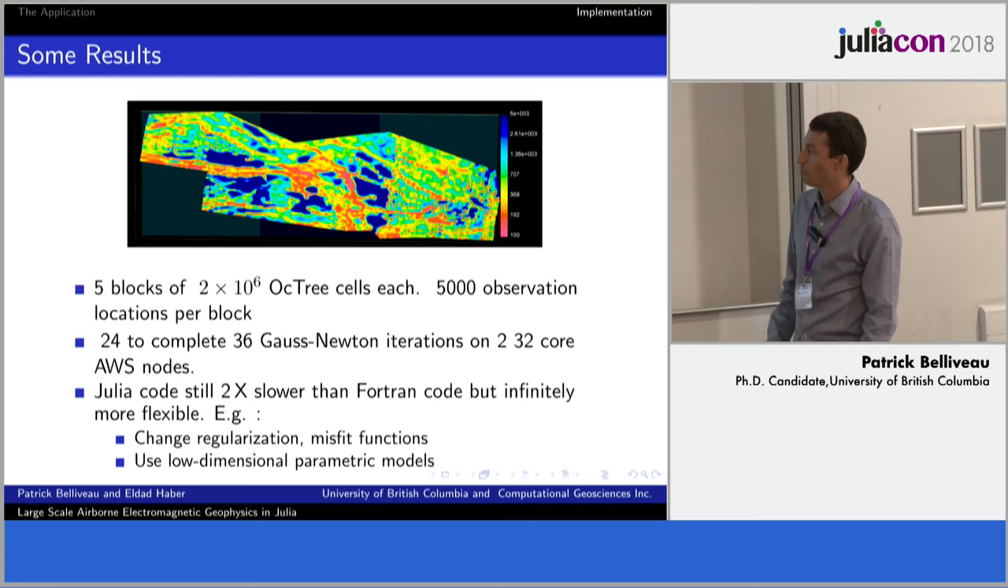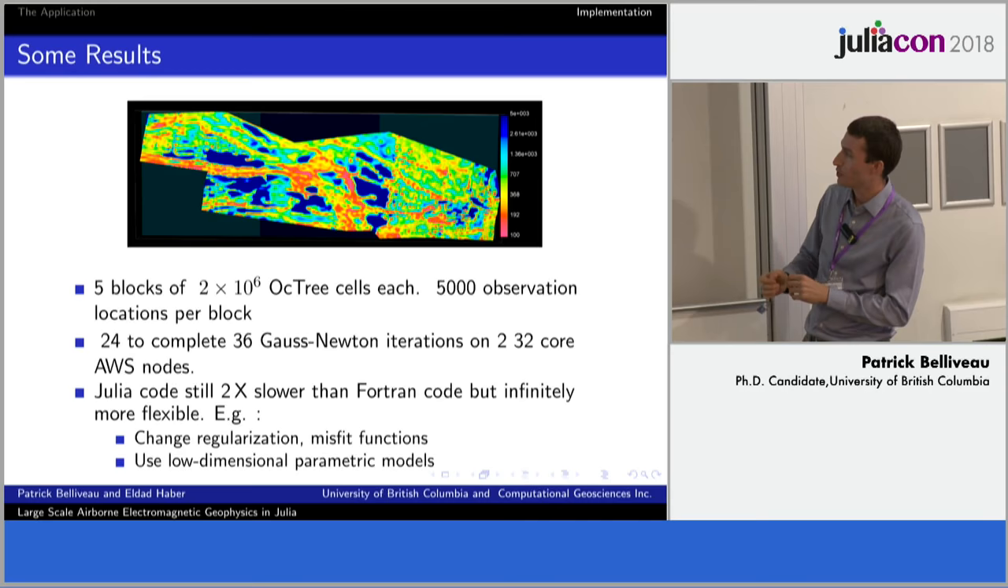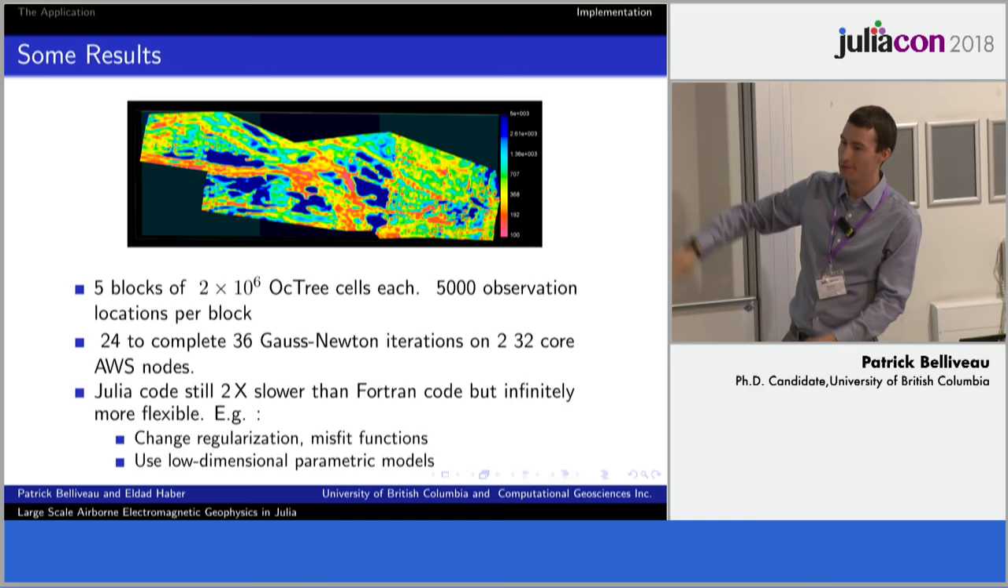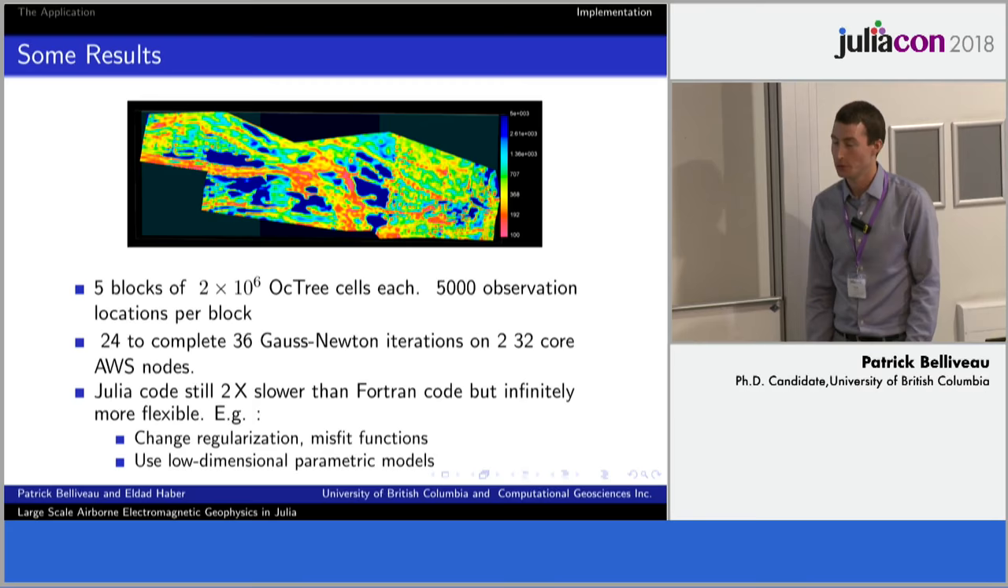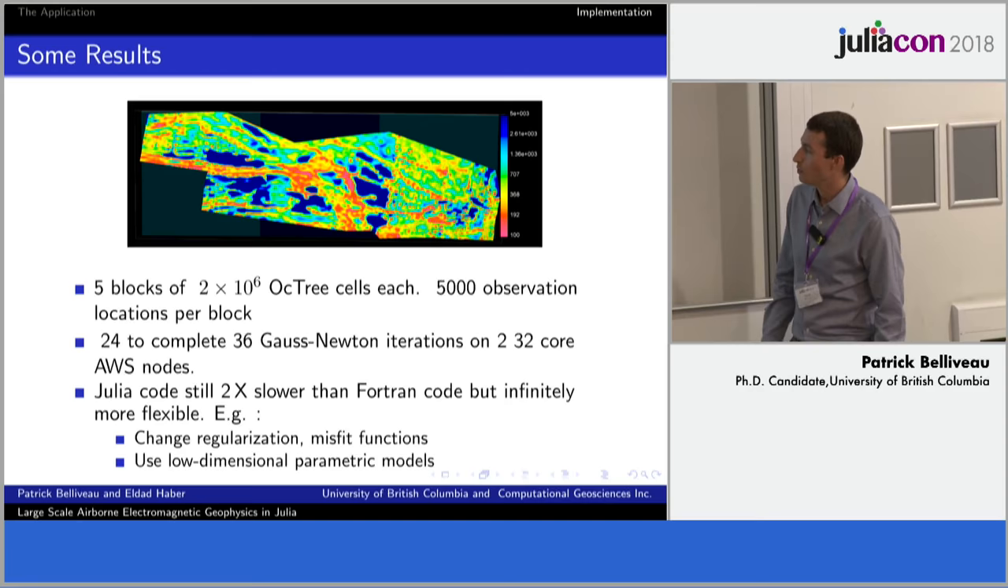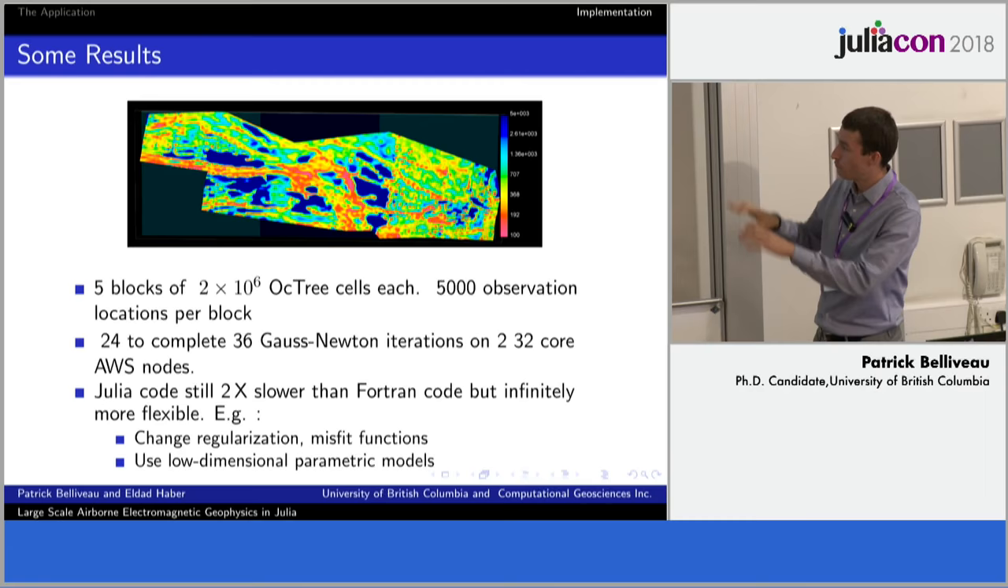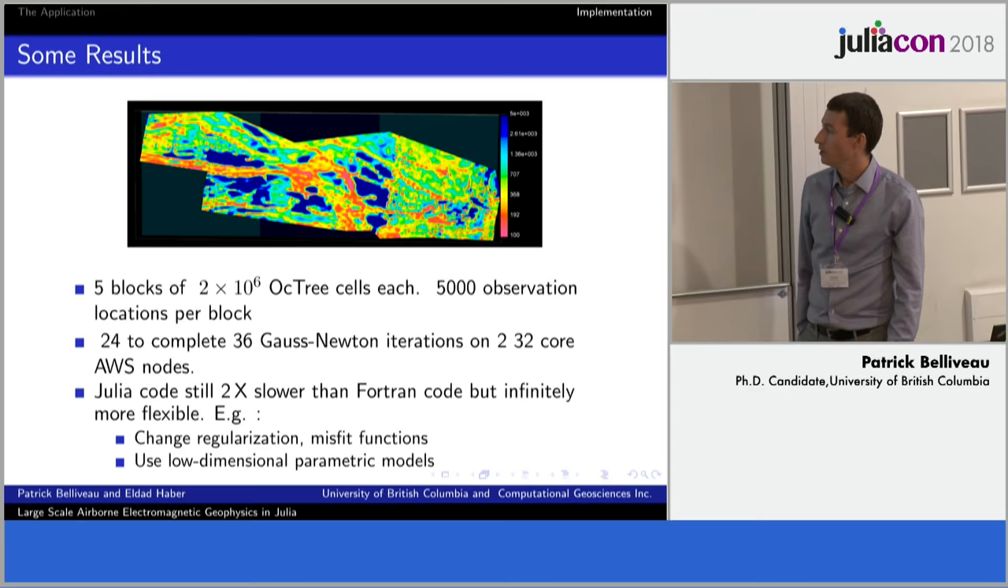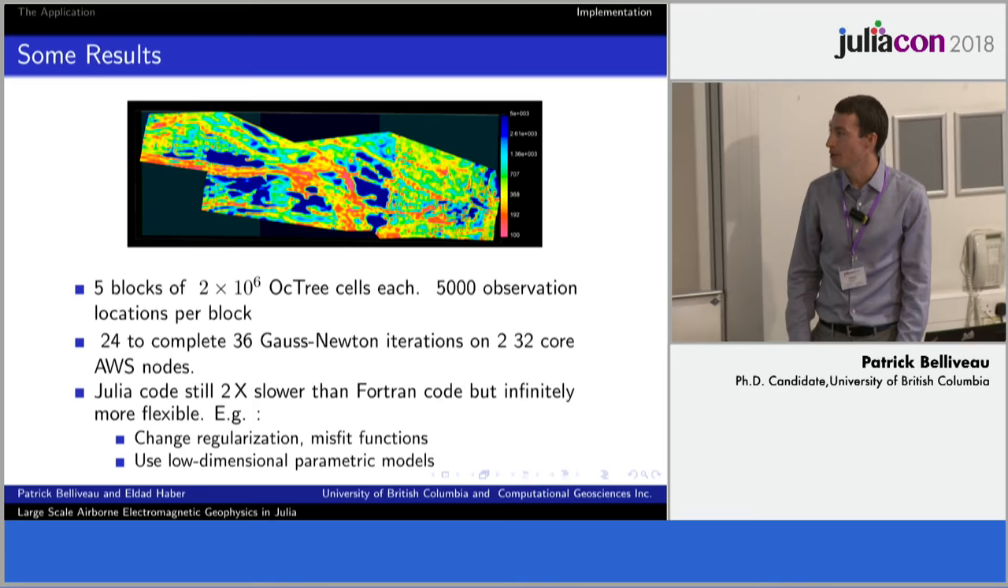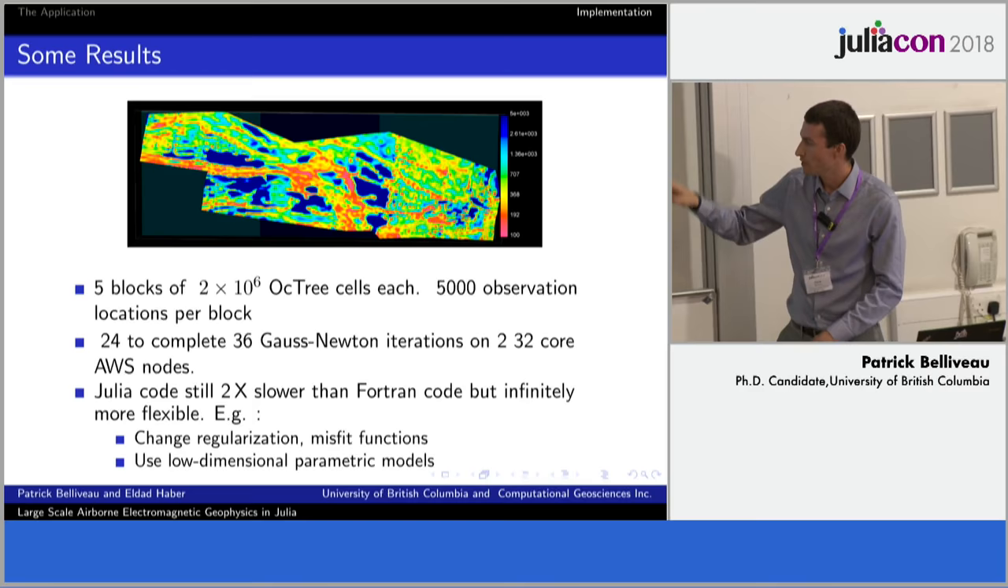Anyway, just to give you a brief shiny picture at the end. Unfortunately, as I said, we more recently started being able to really do large production runs in Julia, and I wasn't able to get permission to show you an image from that. So unfortunately, I have a picture generated in Fortran that, hopefully you'll believe me, we can now generate in Julia. It's just an example of the kind of scale that we work at. This is something where we've got four separate inversions that we've done, which each have about 2 million cells in the inversion imaging mesh with about 5,000 observation locations each.